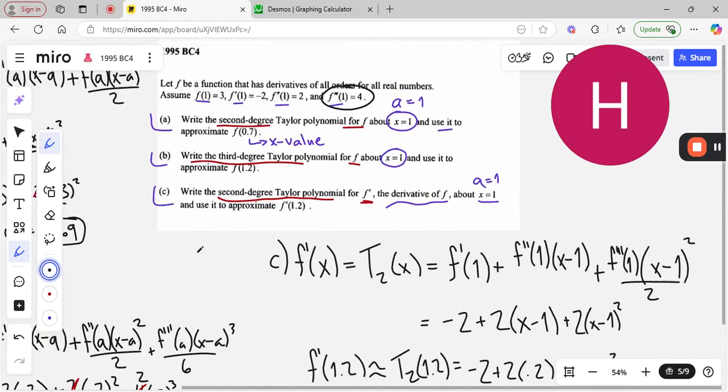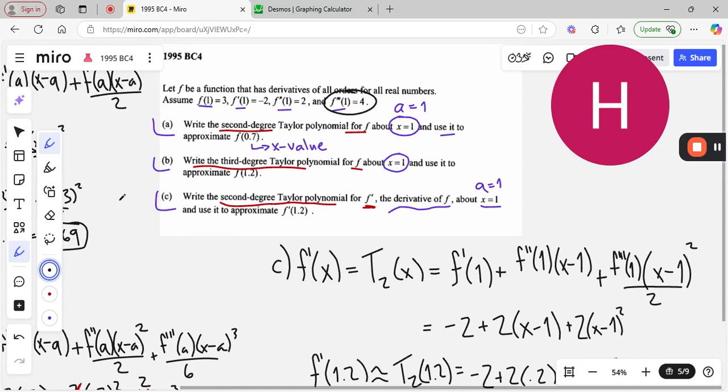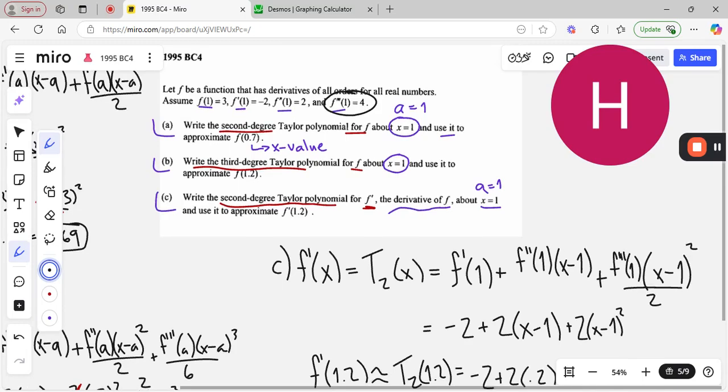They'll usually only have you go to a 2nd or 3rd degree Taylor polynomial, unless it's a really easy derivative to take like sine or cosine. There are some general power series that you should be familiar with, but maybe we'll save that for a power series problem another time.